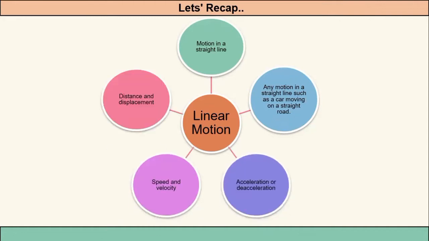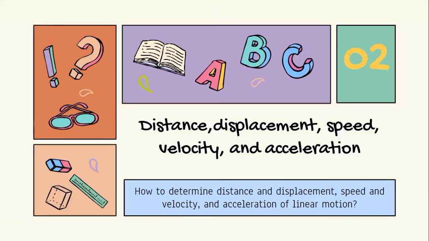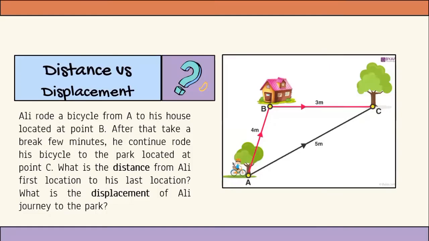So how can we describe linear motion? We can describe linear motion in terms of distance and displacement, speed and velocity, acceleration and deceleration. So today we are going to look at how to determine distance, displacement, speed and velocity and acceleration. So what is distance and displacement? Let's see in this figure, in this example. From this figure, can you identify which one is distance and which one is displacement?